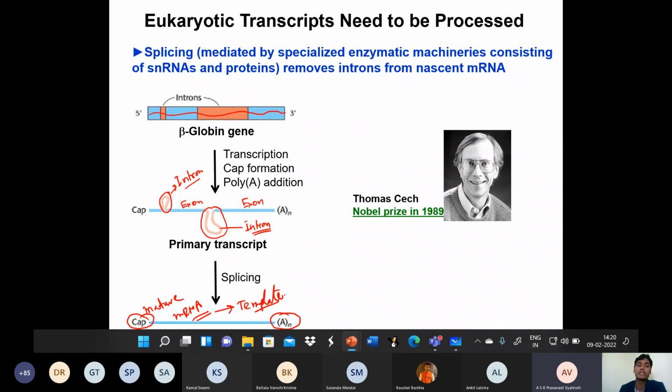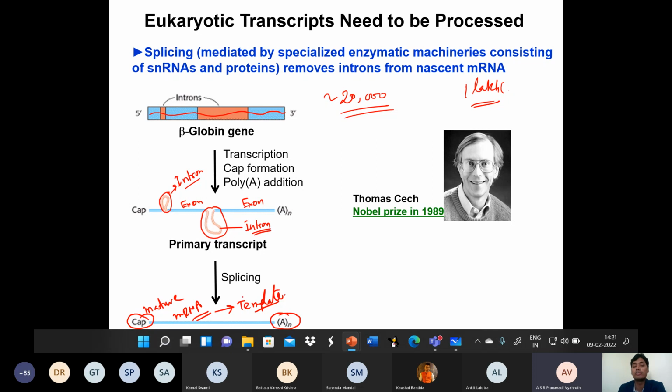And also one important thing is, I believe I told you during last class, that although we have around 20,000 protein coding genes in our genome, we have more than 1 lakh proteins. So that means you have less number of genes, but more number of proteins.